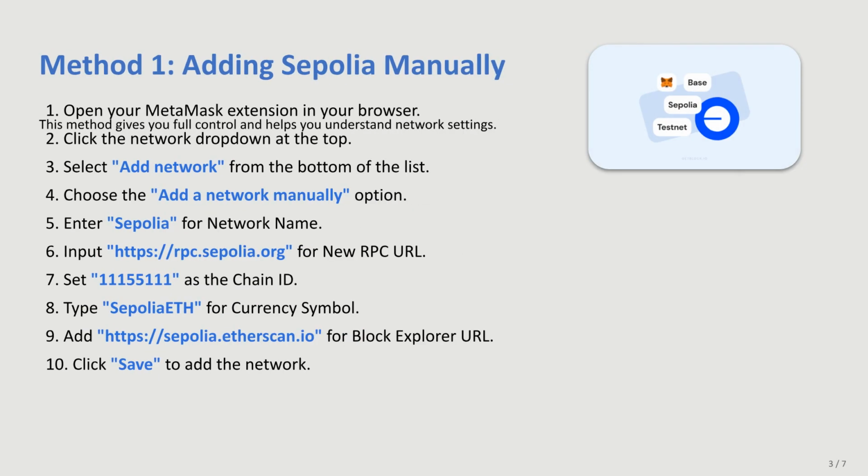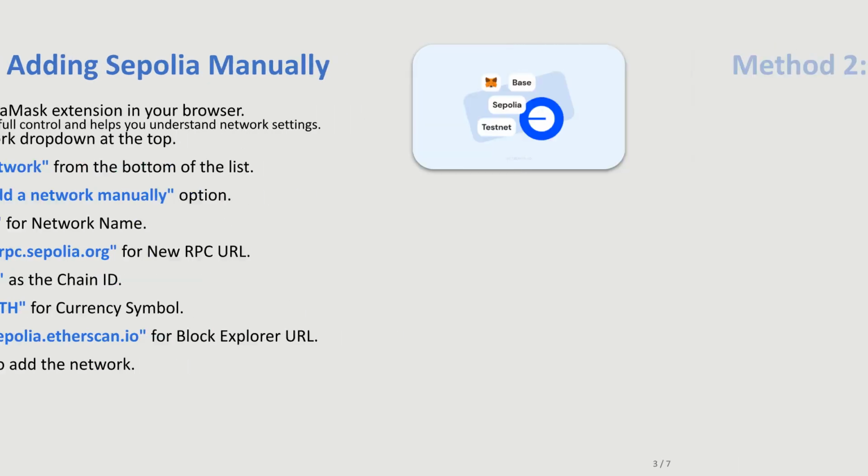The first method is to add the network manually. Open MetaMask, select the network dropdown, choose Add Network, then add a network manually. Enter the specific Sepolia details, including the RPC URL, chain ID, symbol, and block explorer, then click Save.